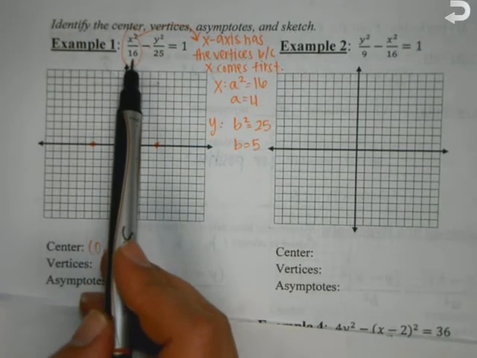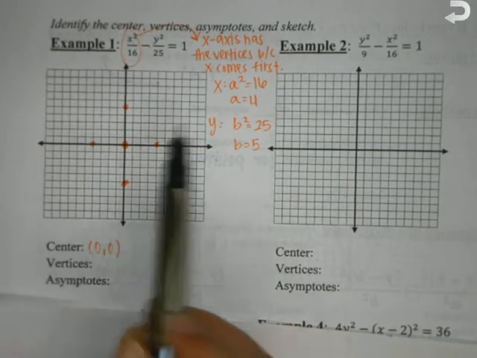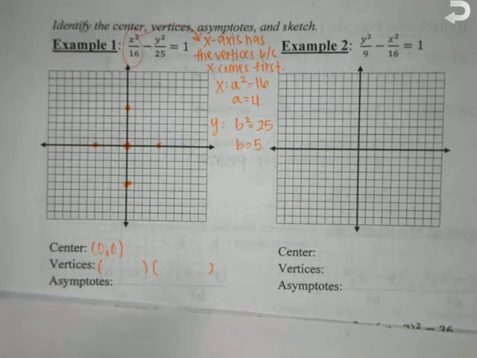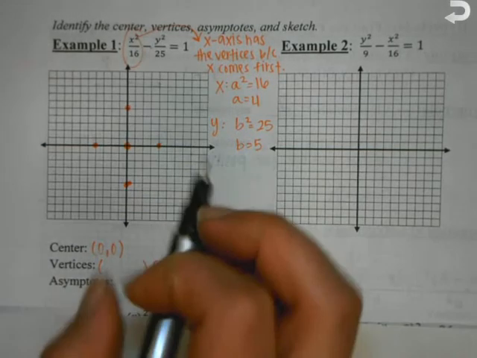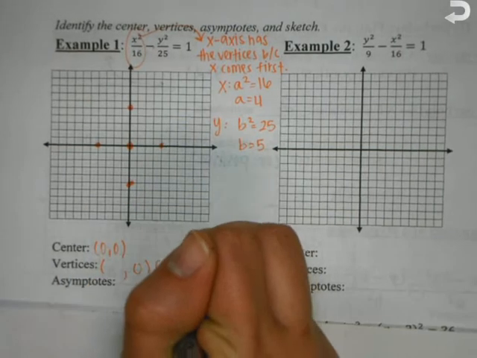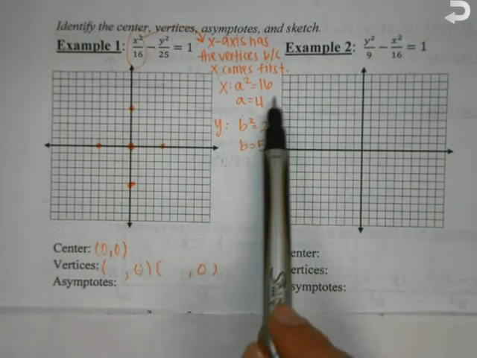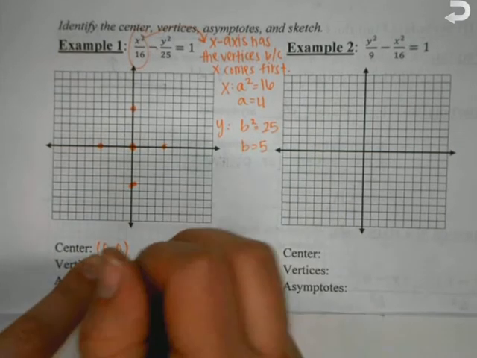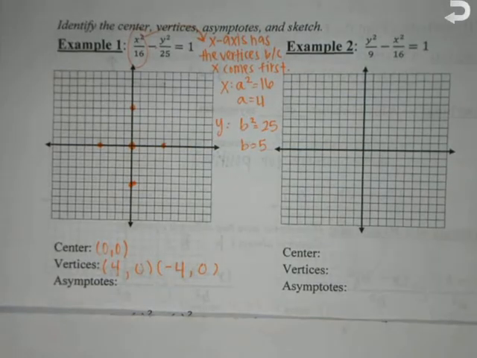So let's actually write the coordinates. If my vertices are on the x-axis, does the y-coordinate change? No. So let's put those in right now, 0 and 0. Since we're looking at the x-axis, we have to look at a. So what's 0 plus 4? 4. What's 0 minus 4? Negative 4. There are my vertices. Before I can graph any more, I have to graph my asymptotes.